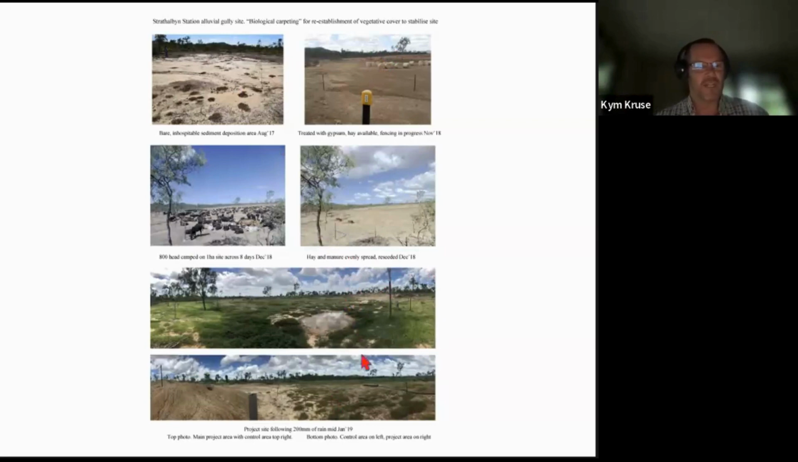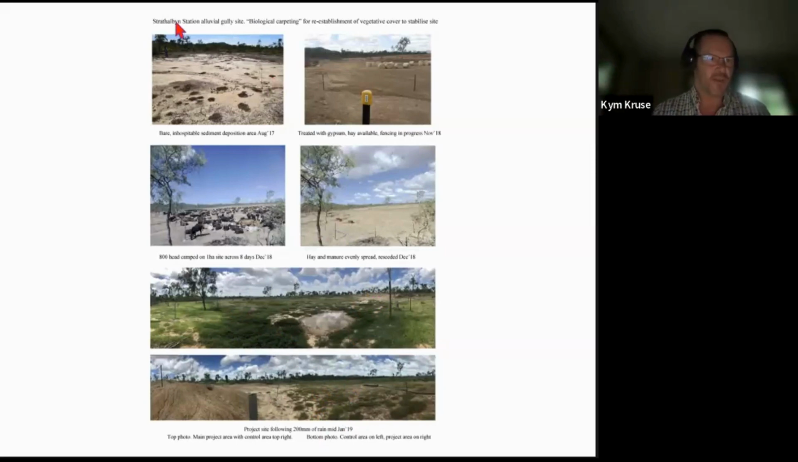And then you've got these photos here, the project site following 200 mil of rain. That's the top photo, the main project area with the control area in the top right, which is still bare. And then the bottom photo is the project area here on the left, and shows that now you've got a pretty stable landscape. So he calls it biological carpeting because it's really like a kickstart to the whole system. Yes, it's a little bit of intervention. Yes, there's some fencing. Yes, there's some seeding and there's some hay. But once that's done, then after a decent rainfall season, you're back into rotation, and this area then just becomes part of the normal grazing rotation for the property.